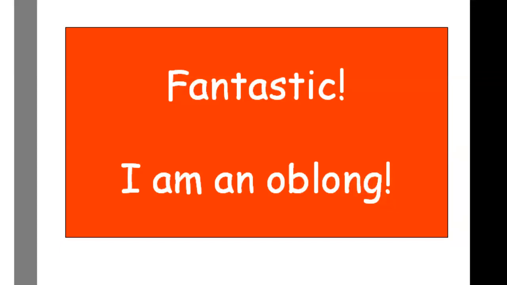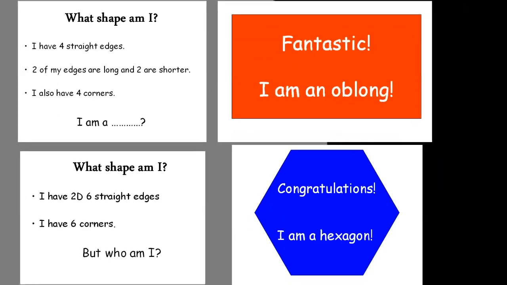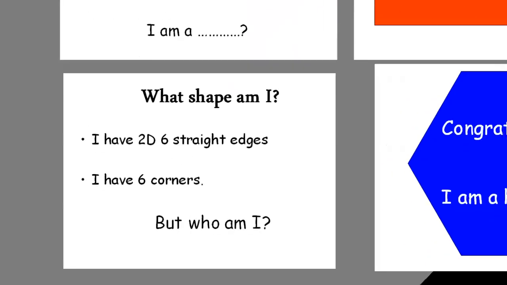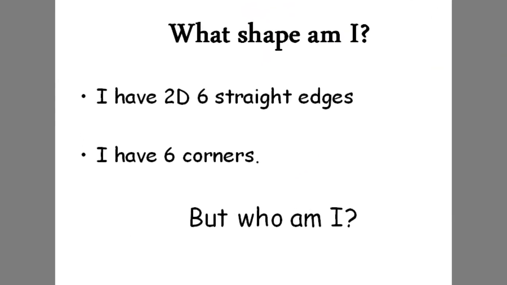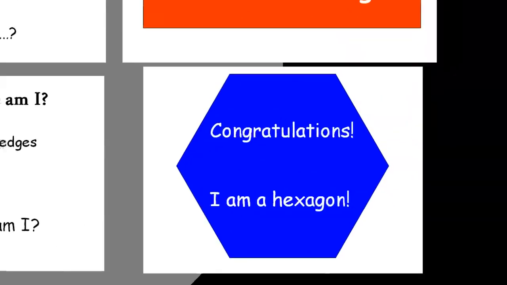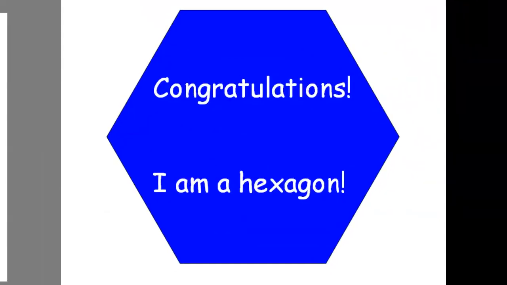Oblong means that we're talking about a shape that has sides with different lengths. As we can see, only every two parallel sides are the same length when we're talking about the rectangle. Now, I have straight edges. I have six corners. So when we have a shape that has six edges, we're talking about a hexagon.